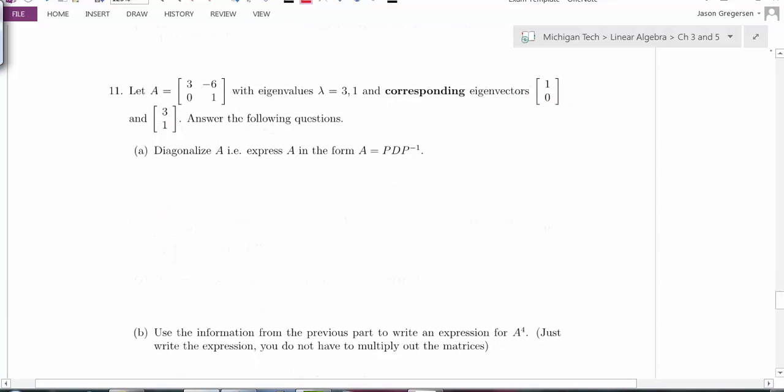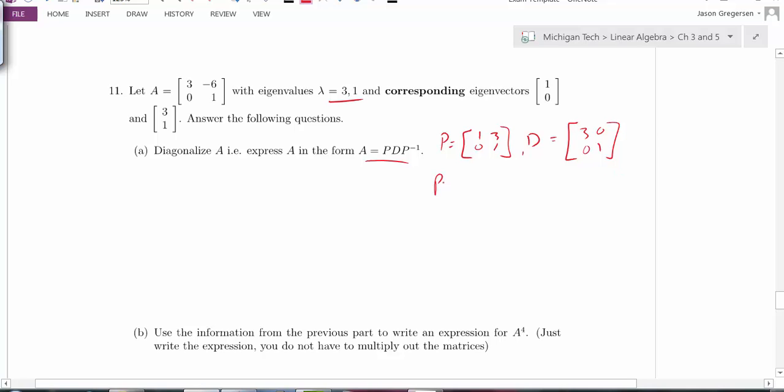11 says let A be this matrix with eigenvalues given to us and the corresponding eigenvectors also provided. And answer the following questions. We should diagonalize A, in other words, express it into this form. Well, to do this, we just need to find P and D and P inverse. P should be the matrix whose columns are the eigenvectors, in this case 1, 0 and 3, 1. The matrix D should be the diagonal matrix that has the eigenvalues as the diagonal entries.